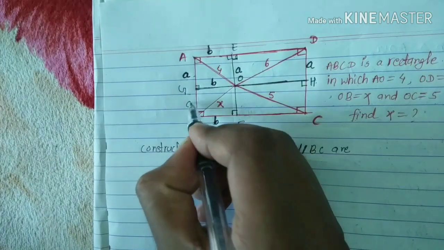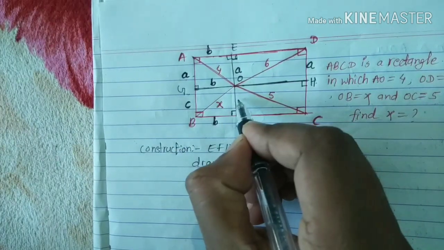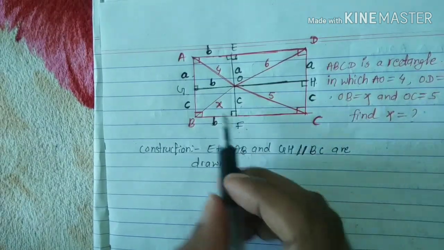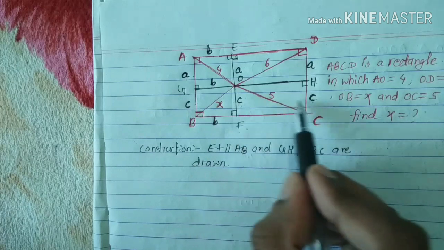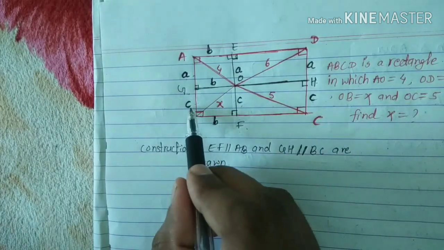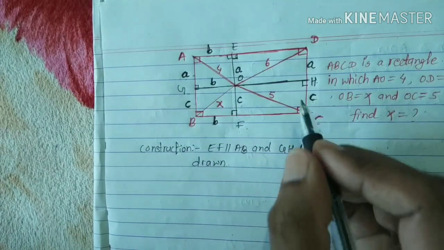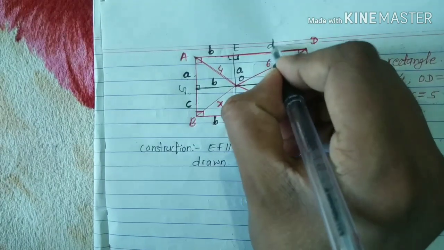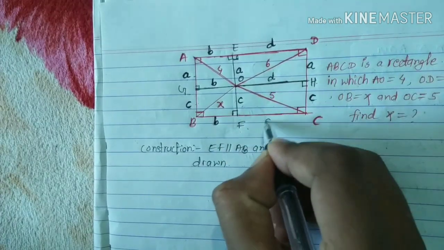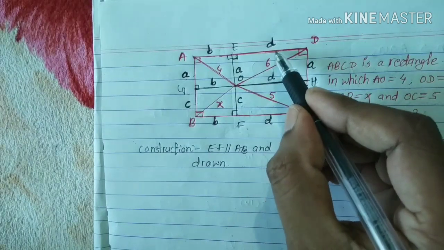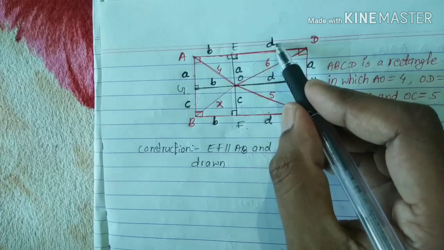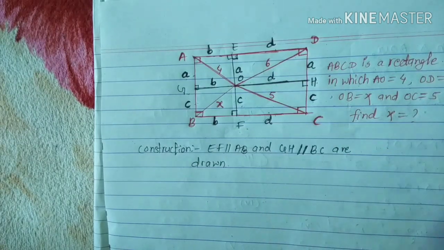Again I'm going to let this side be c. This side is c, so this side also will be c and this side also will be c. These three sides are again opposite sides of rectangles, so all will be equal, so I have written here c, c, c. Again I am going to let these sides be d, so this also will be d and this also will be d, because these sides and these sides are the opposite sides of a rectangle, so all will be equal, so I have let them all be d.